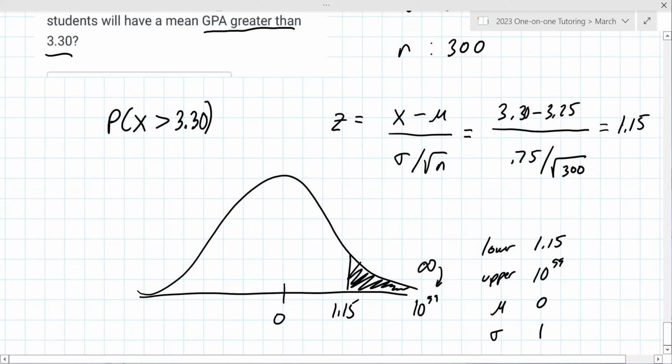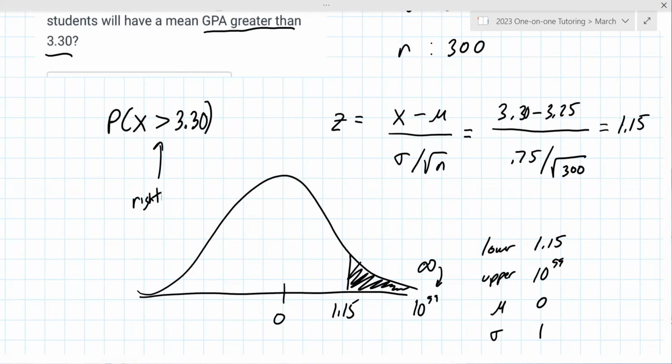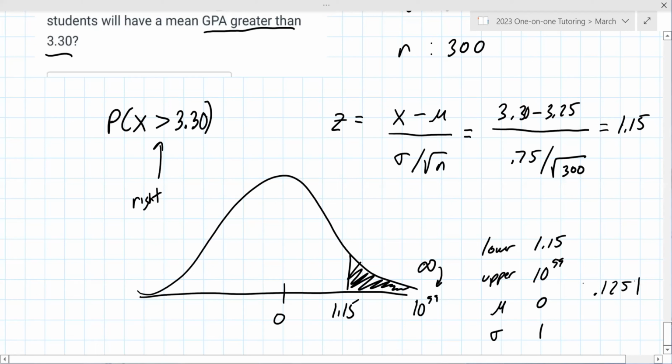Okay. Does greater than kind of just give you the hint? So 10 to the 99? Yes. Okay. And same with less than being 10 to the minus 99, or I'm sorry, minus 10 to the 99. Okay, I have 0.1251. Okay, sounds good. Okay, cool. Done.